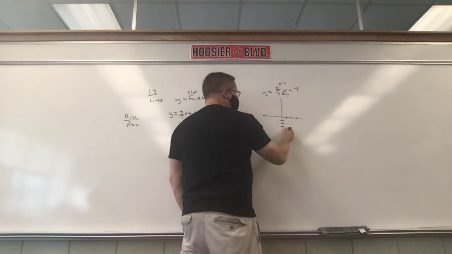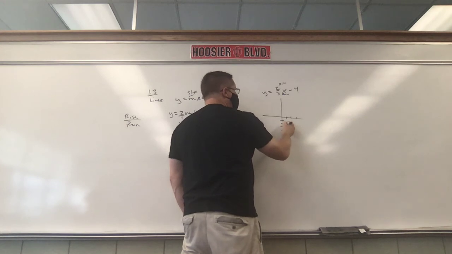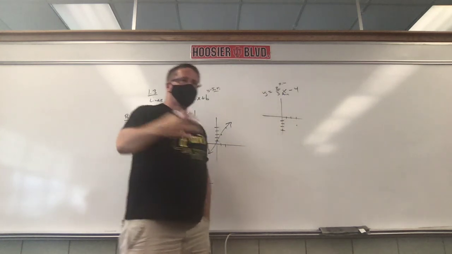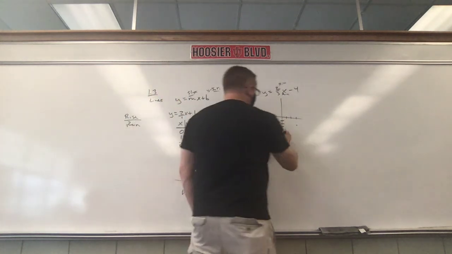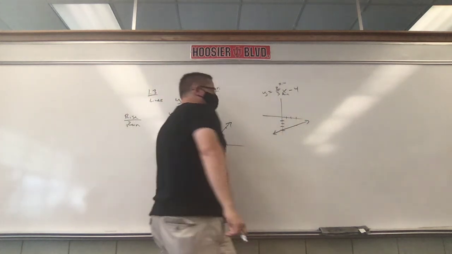So from this point, we're going to go up 2, and we're going to run positive 3 to the right. You rise up and down, you run back and forth. Okay? And there's our line.